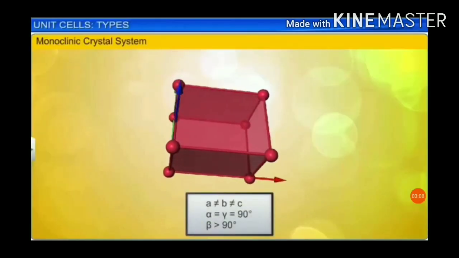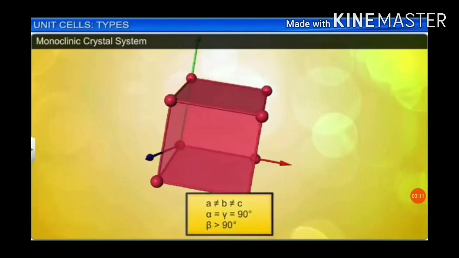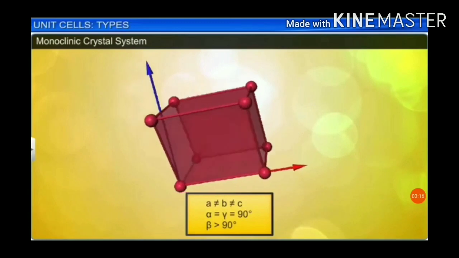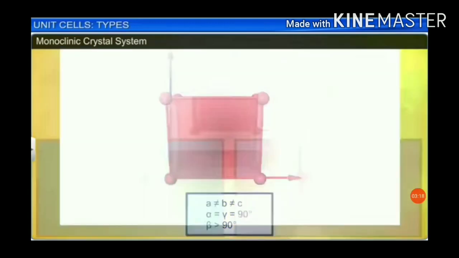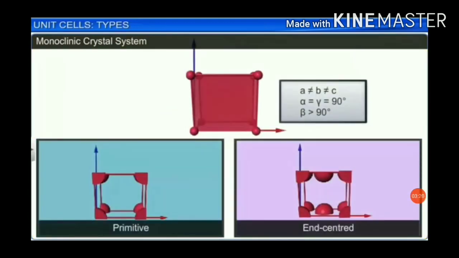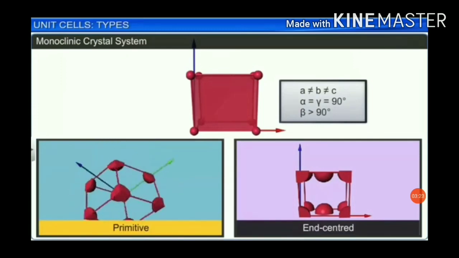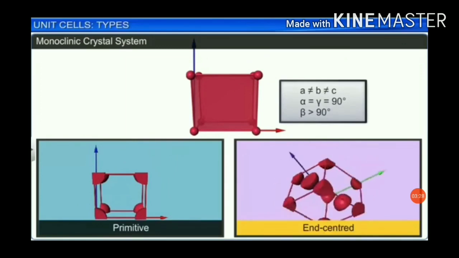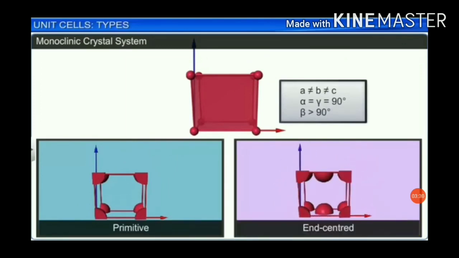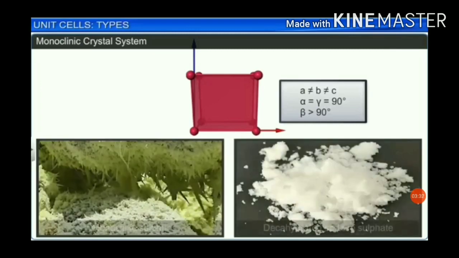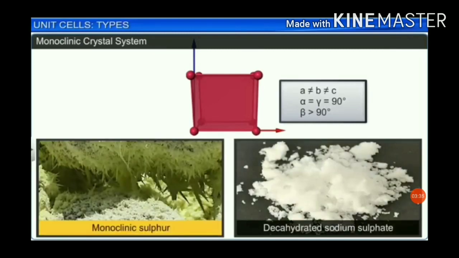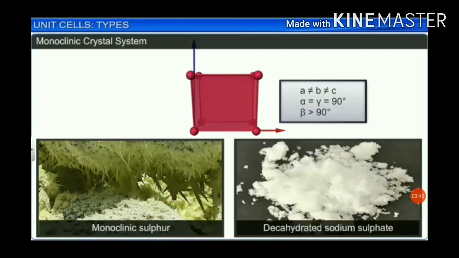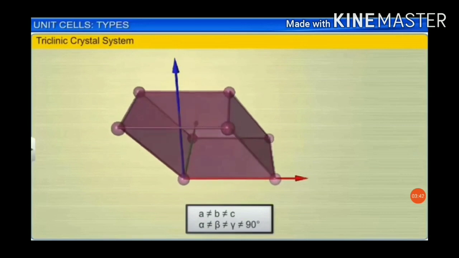Next crystal system is the monoclinic crystal system. In this, a is not equal to b, which is not equal to c. Alpha equals gamma equals 90 degrees, but beta is not equal to 90 degrees. Possible variations: primitive and end-centered unit cell. That means these 2 possible variations are seen in nature. For example, monoclinic sulfur and sodium sulfate decahydrate, Na2SO4·10H2O.